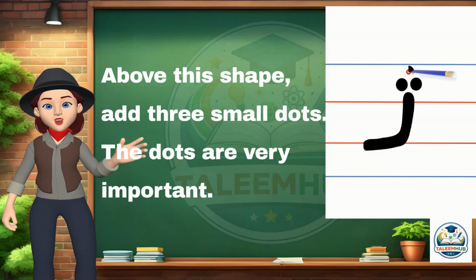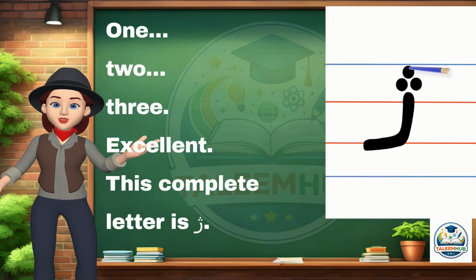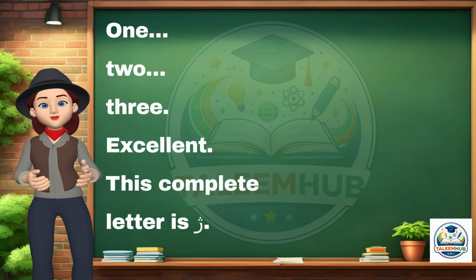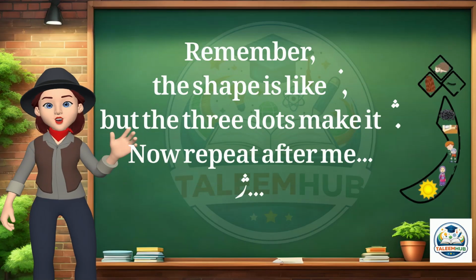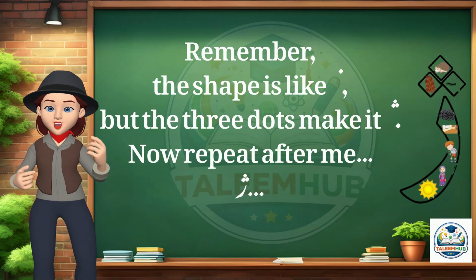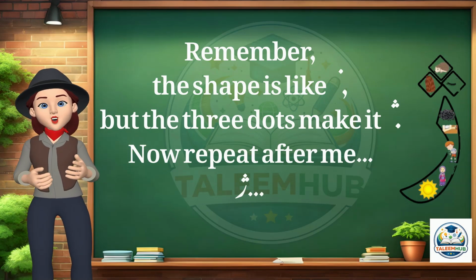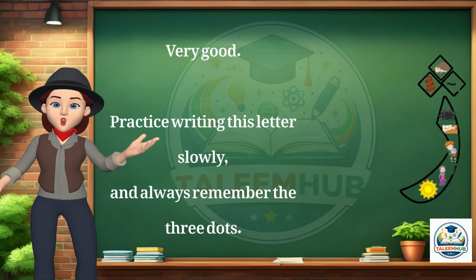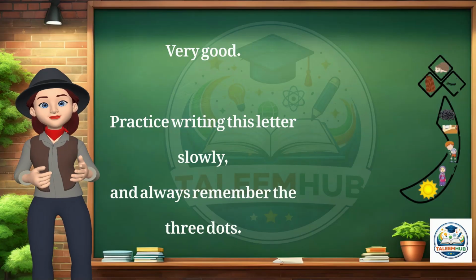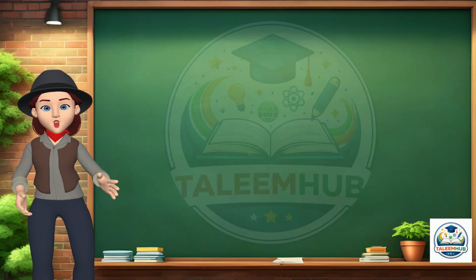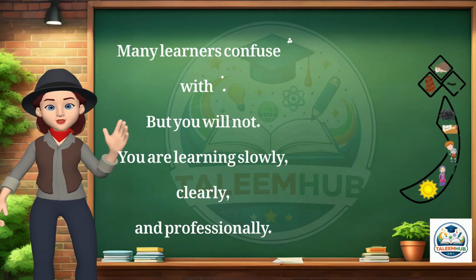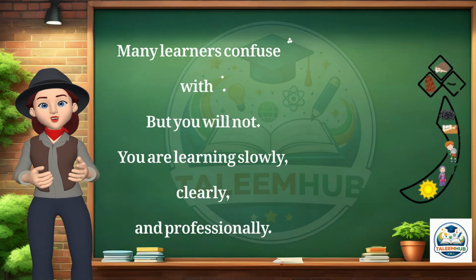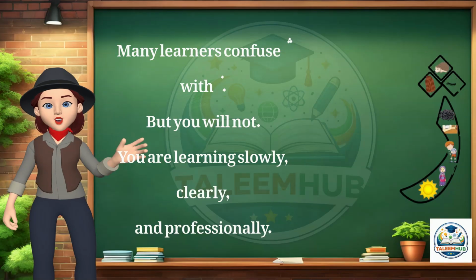The dots are very important. 1, 2, 3. Excellent. This complete letter is J. Remember, the shape is like Z, but the 3 dots make it J. Now repeat after me. J. Very good. Practice writing this letter slowly, and always remember the 3 dots. Many learners confuse J with Z, but you will not. You are learning slowly, clearly, and professionally.